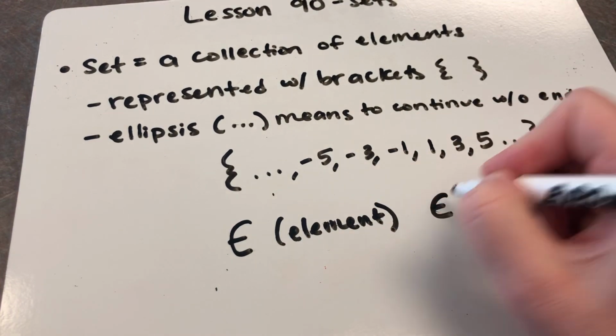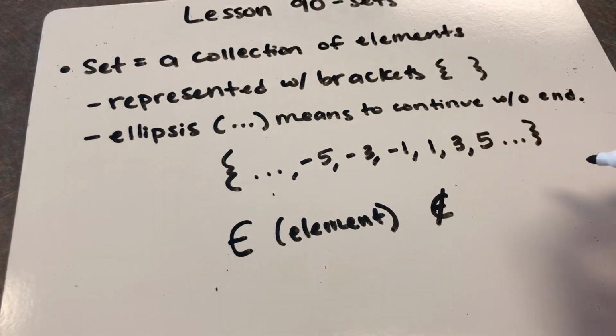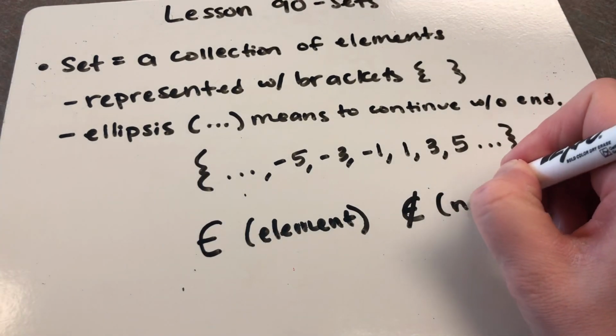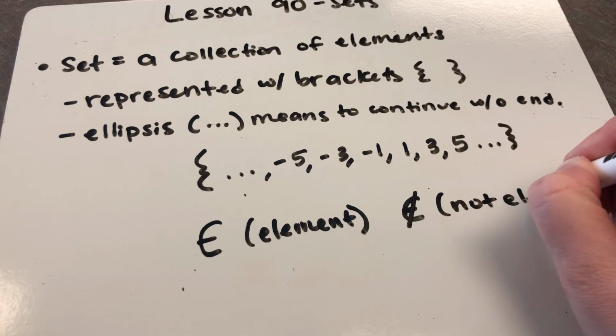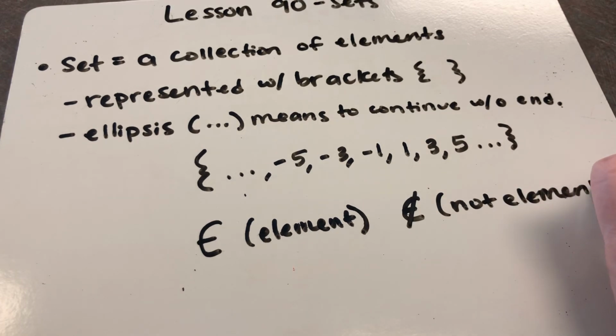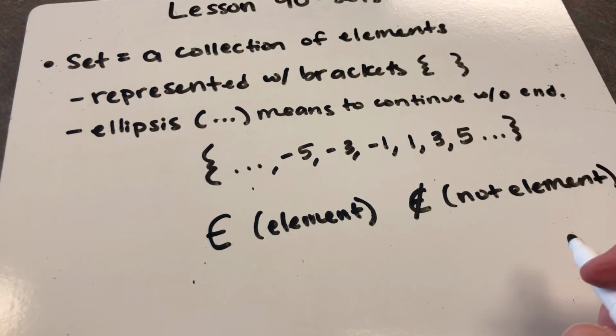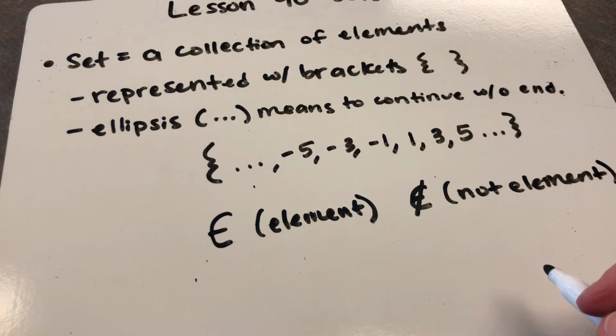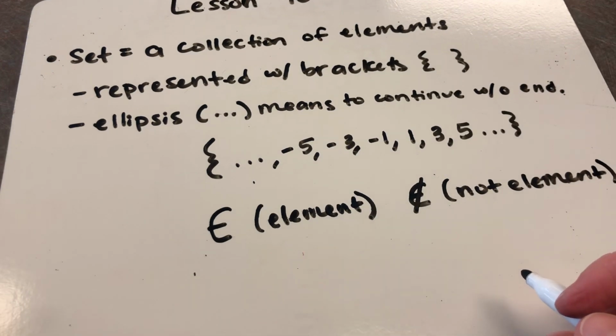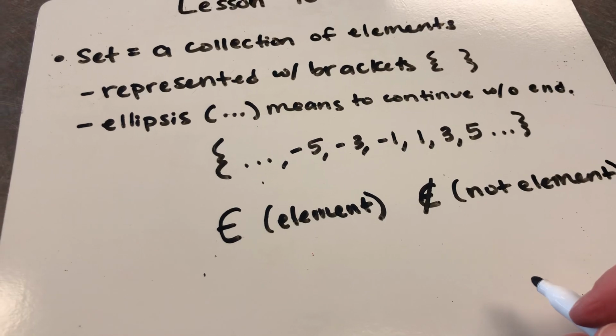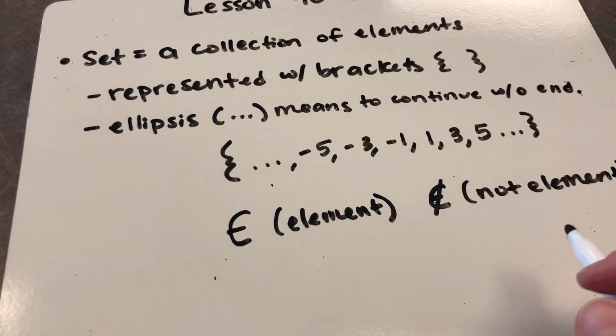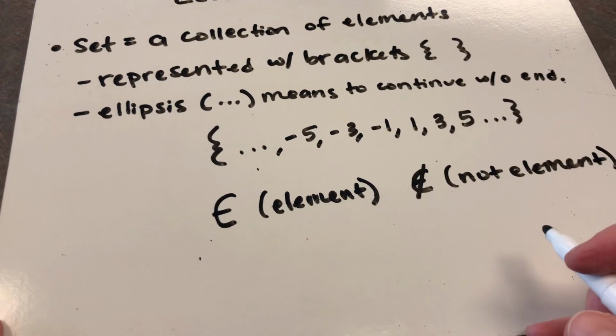If something is not an element of the set, you would draw the large E with a slash through it, just like we would for not equal to, and that means that that element is not a part of the set. So if we were talking about rational numbers, remember rational numbers are numbers that terminate or end, or numbers that have a repeating pattern.